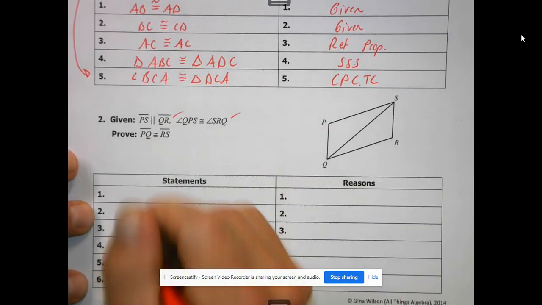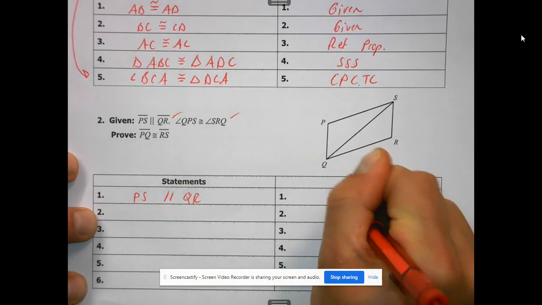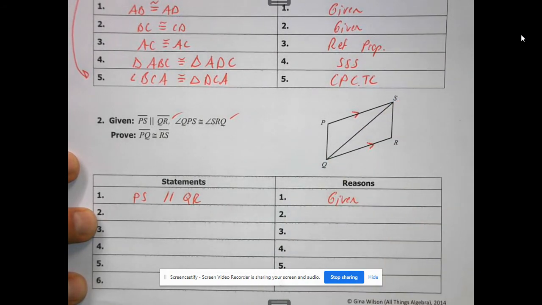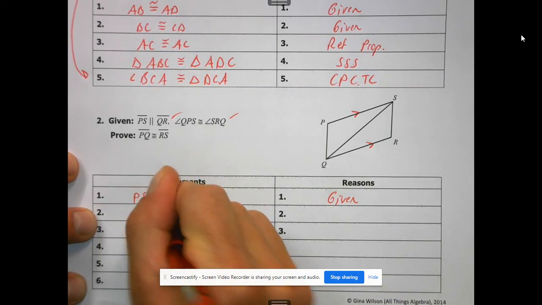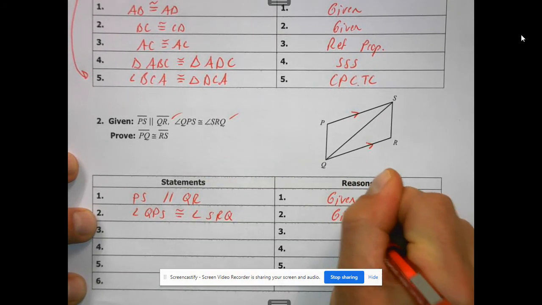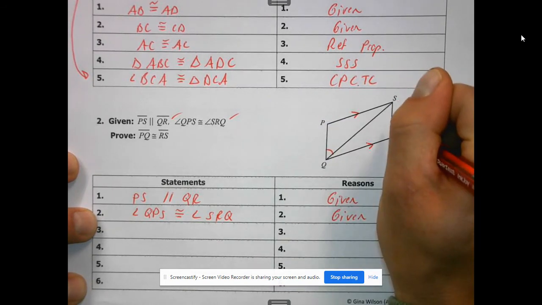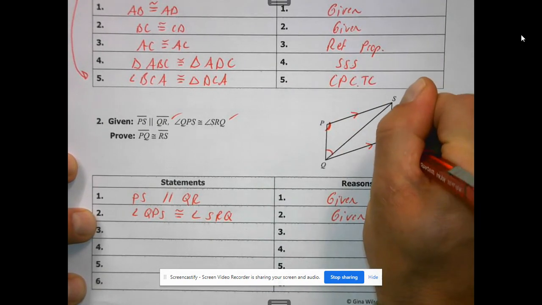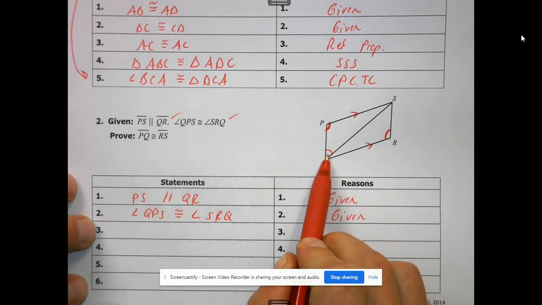2 givens. First one says PS is parallel to QR. That's given. Mark it. PS parallel to QR. Let's use the next given. It says angle QPS is congruent to SRQ. That was given. Mark the angles. QPS, this guy right here, is congruent to SRQ. But I'm going to use that one in a second here, so just hang on to that one. Don't look at this one yet, but we're going to use it.